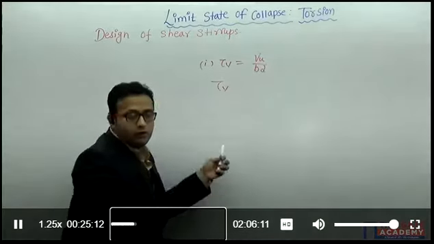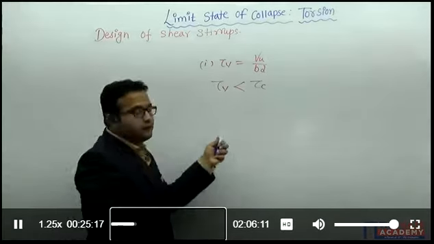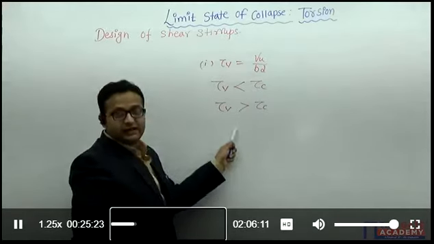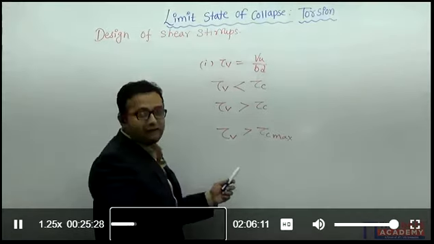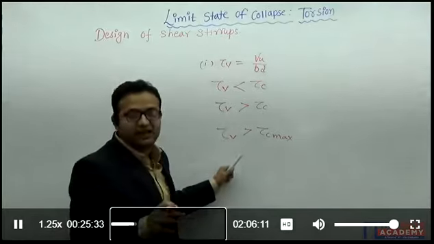First of all, I check the three cases I have. Suppose tau v is less than tau c, I will be providing minimum shear reinforcement. If tau v is greater than tau c, I will be designing my shear stirrups. If tau v is greater than tau c max, I will redesign my section. These cases I know, and in this way I can design my shear stirrups.